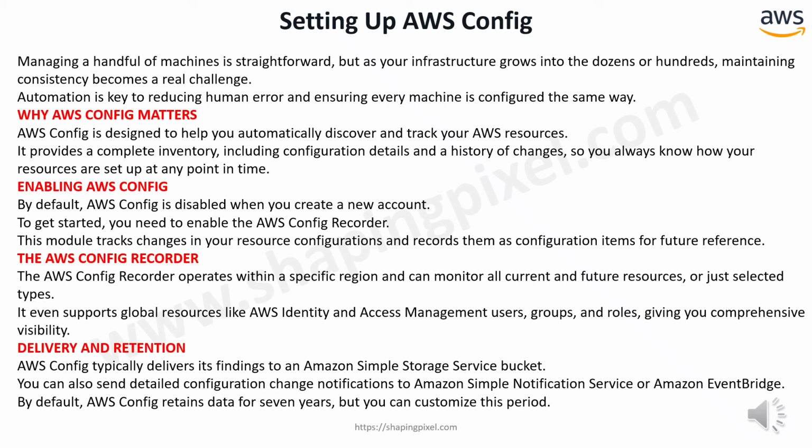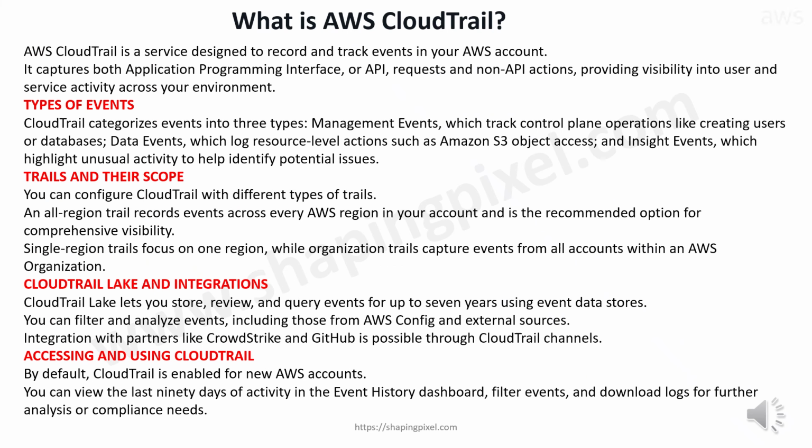Delivery and retention. AWS Config typically delivers its findings to an Amazon Simple Storage Service bucket. You can also send detailed configuration change notifications to Amazon Simple Notification Service or Amazon EventBridge. By default, AWS Config retains data for 7 years, but you can customize this period.